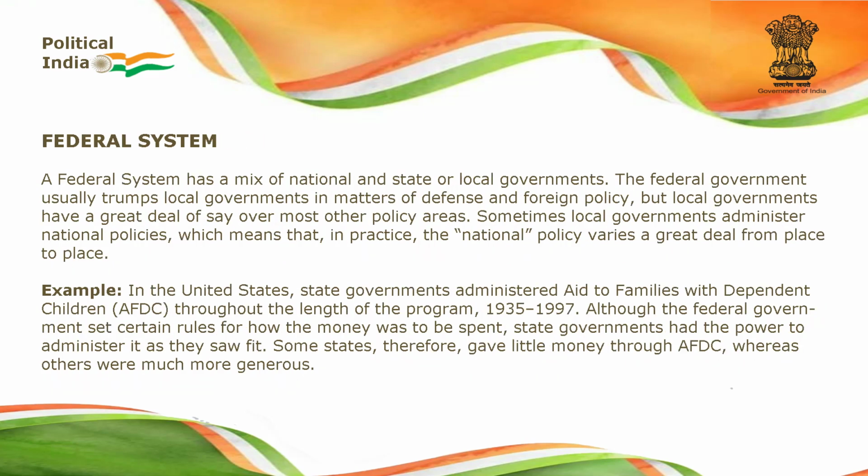Federal system. A federal system has a mix of national and state or local governments. The federal government usually trumps local governments in matters of defense and foreign policy, but local governments have a great deal of say over most other policy areas. Sometimes local governments administer national policies, which means that, in practice, the national policy varies a great deal from place to place.